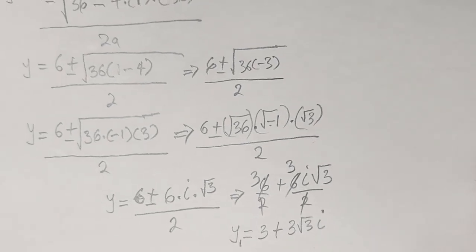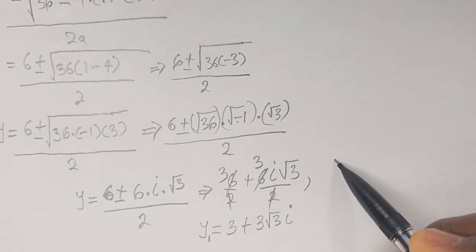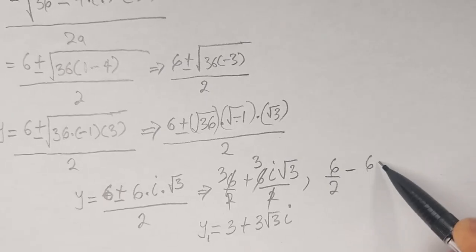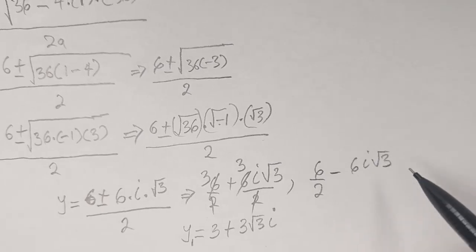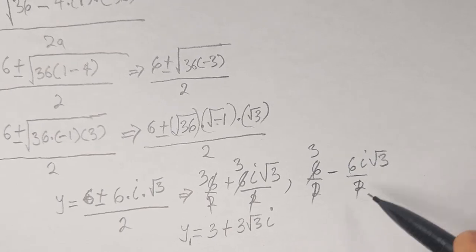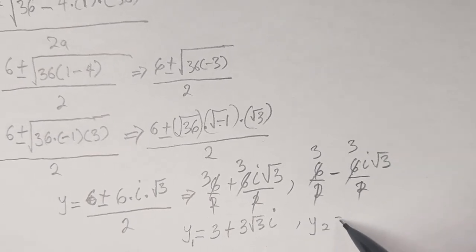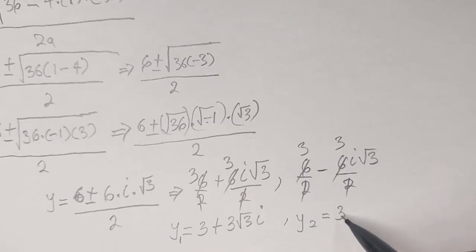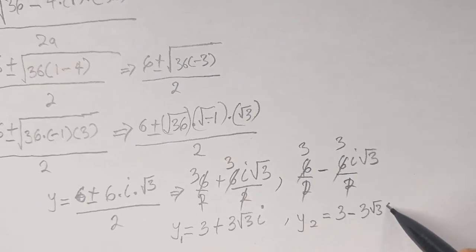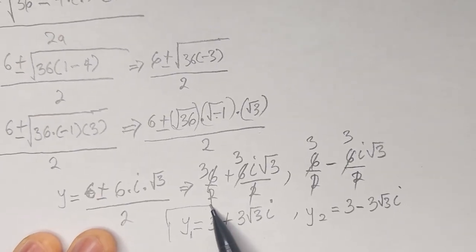That's our y1. And then we also have 6 over 2 minus 6i root 3 divided by 2. We cancel out, and y2 is 3 minus 3 root 3 i. Okay, so we're just going to put this in a box.